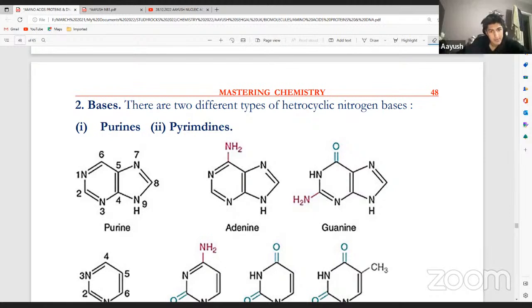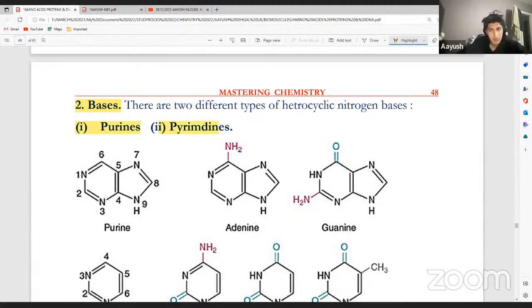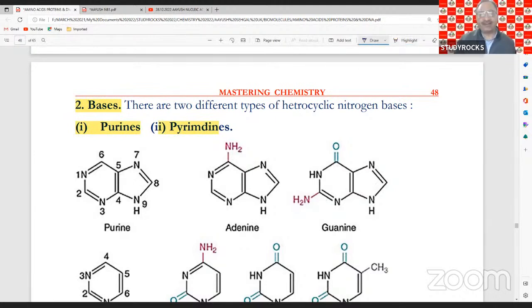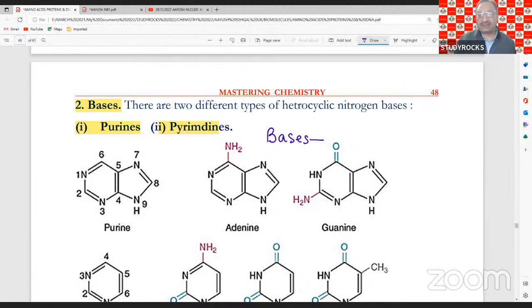Now coming to the bases. There are two types of bases, purines and pyrimidines. I prefer that you write like this. Bases: purines and pyrimidines.